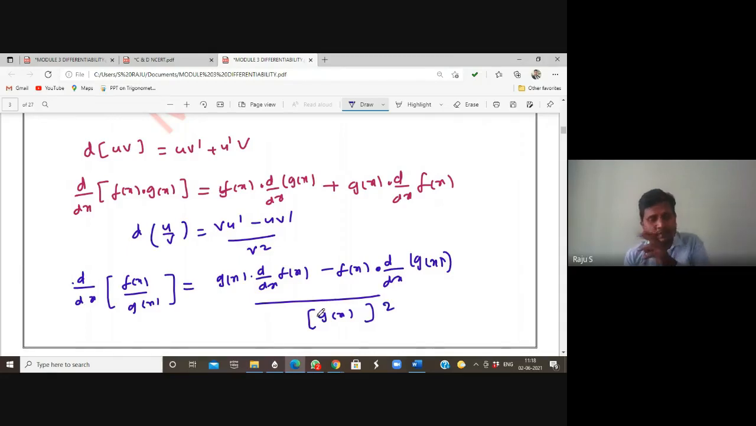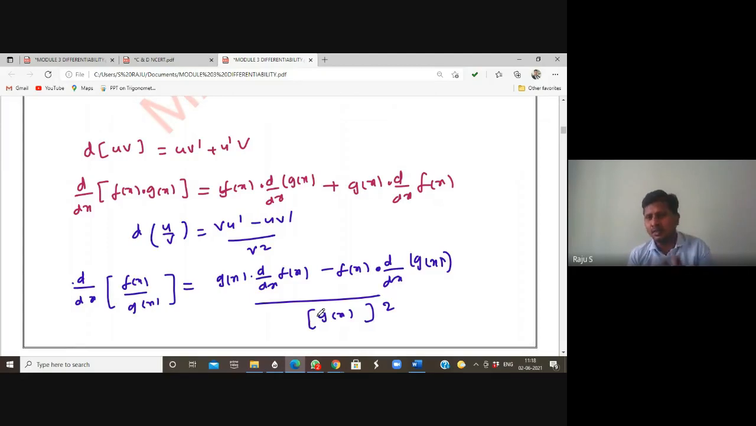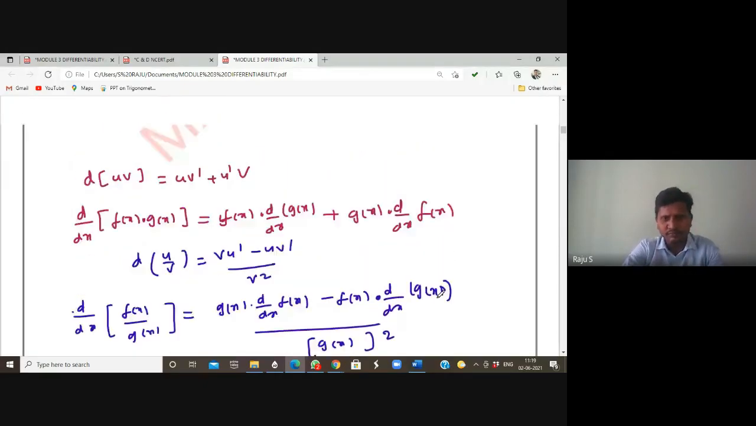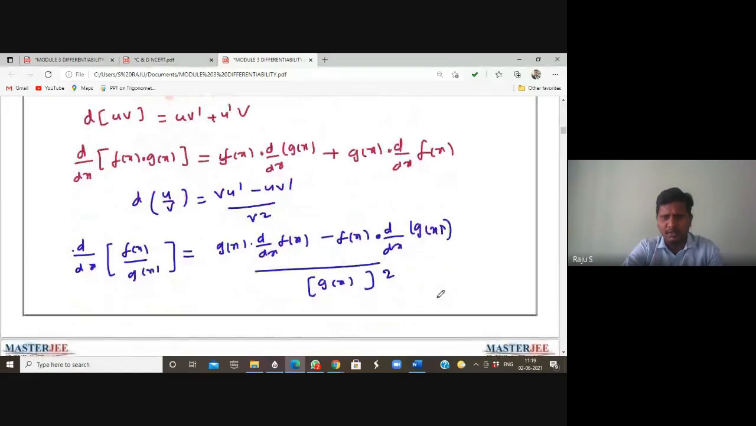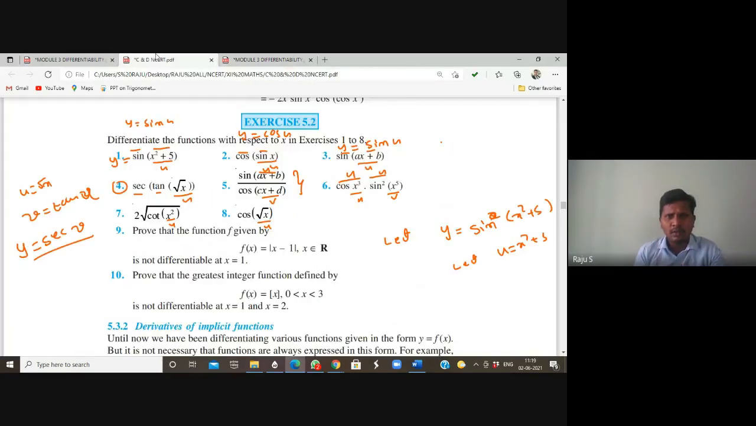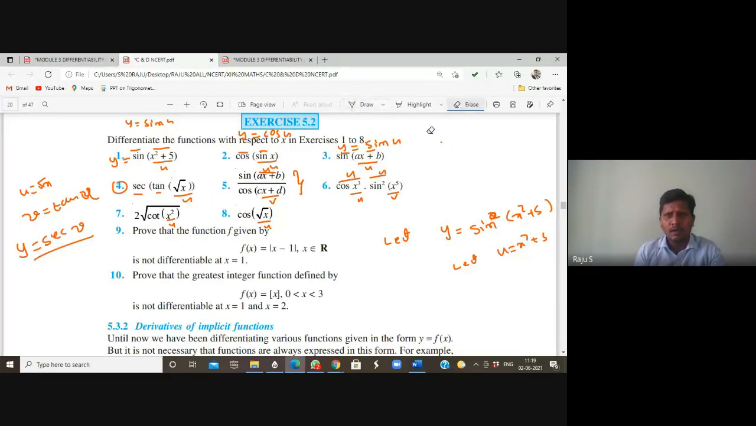We can use these two formulas in many cases, even in OBT also. The formulas are very, very important. One is the product rule or product theorem, and another one is the division rule or quotient rule or division theorem. These are theorems also. They don't ask for the theorems, but remember these two formulas. In question number 5, we can apply the division rule. In question number 6, we can apply the UV rule. But in the remaining questions, we can apply the chain rule.